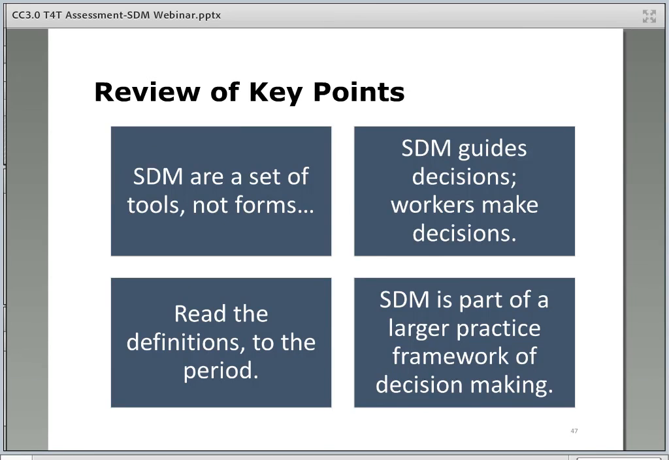Let's review the key points. The SDM model consists of tools and not forms. Use the assessments not only because we have to, but to help guide decisions. The SDM model guides decisions, but workers make decisions. Read the definitions. Coordinate your narrative with the SDM assessments. Working together, the SDM model can achieve reduced harm to children. The SDM model is part of a larger practice framework of decision-making and family engagement. The tools are simply a prompt for practice.